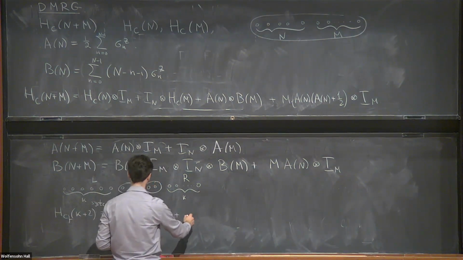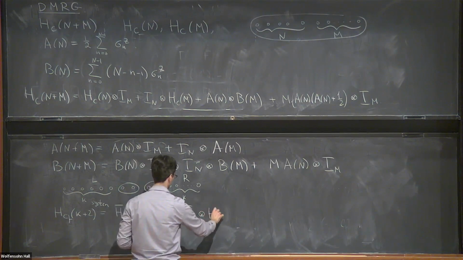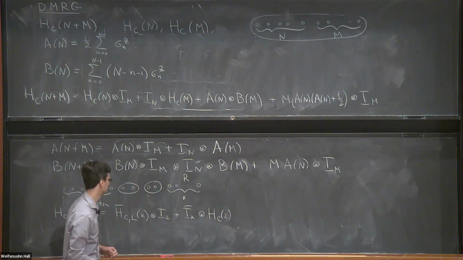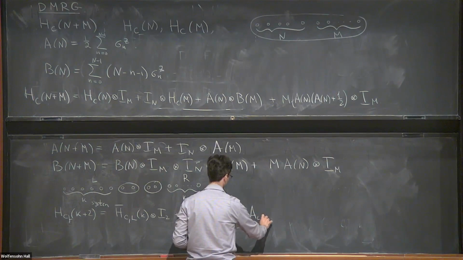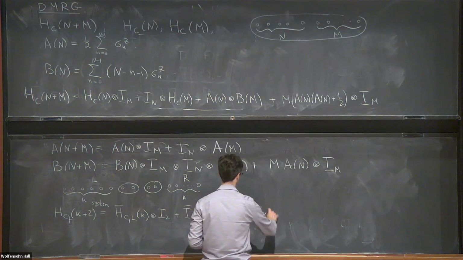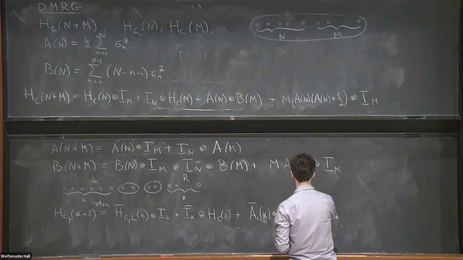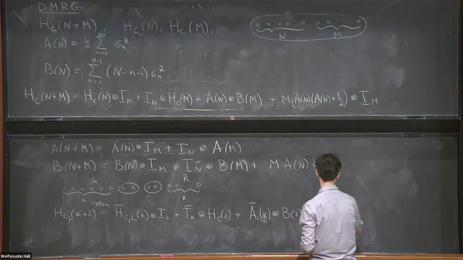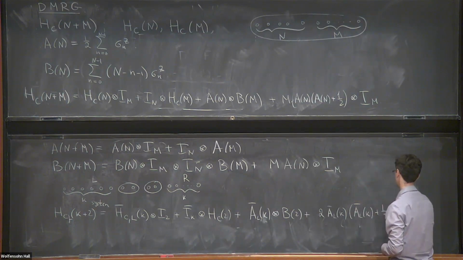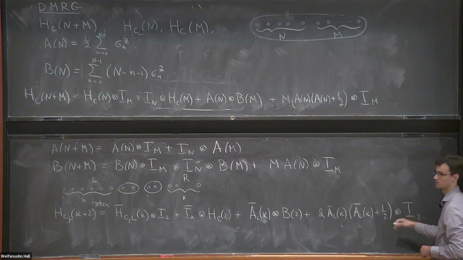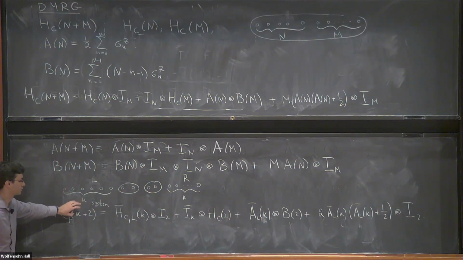plus I k bar times 2 plus a left k times b 2 plus 2. So that's just one formula for growing the left block for the Coulomb Hamiltonian.